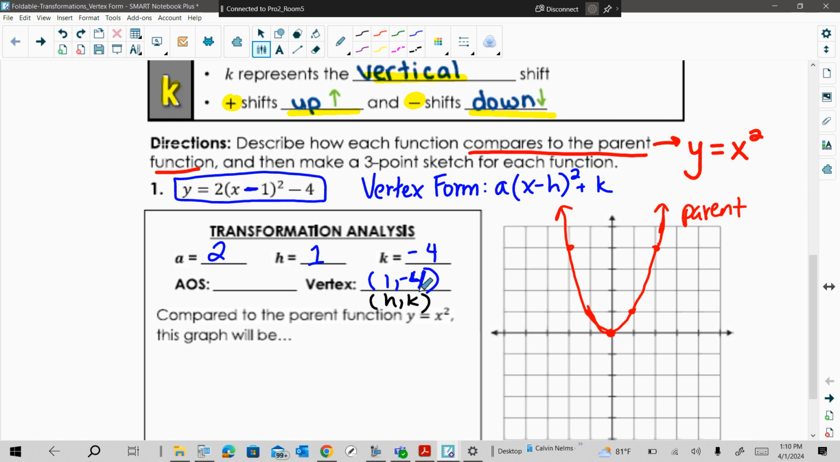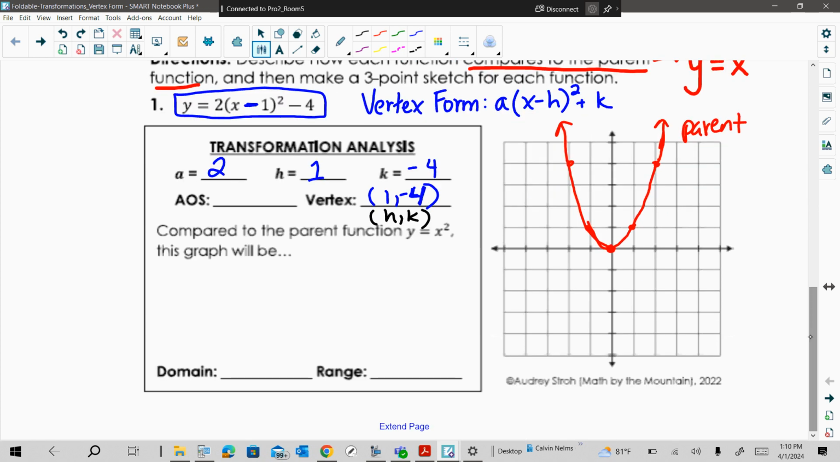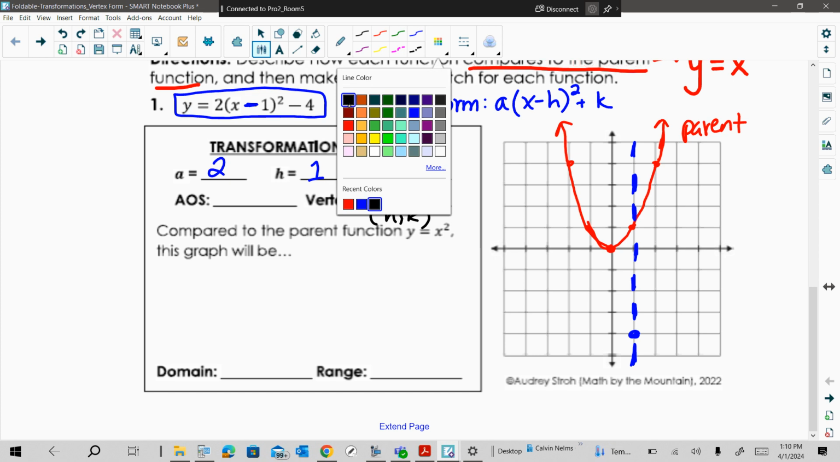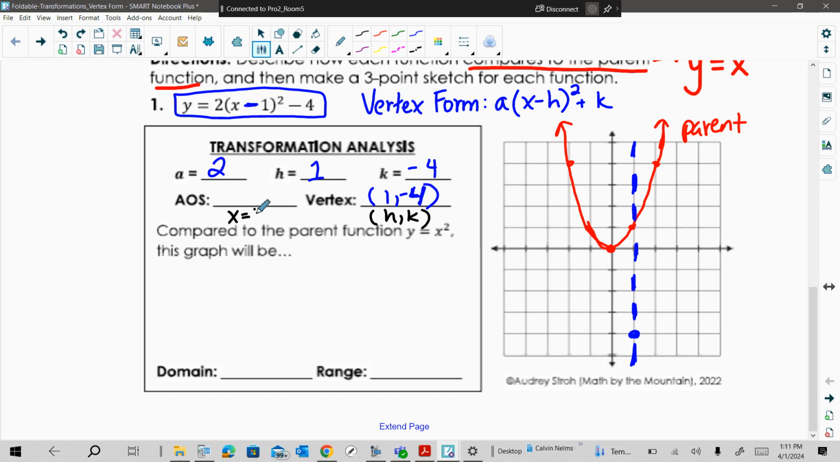Okay, let's go ahead and plot that point. That's 1 comma -4. So over to the right one and down 4. And this is where the axis of symmetry is going through. So this is where the vertical line is going to go through that point, which means AOS is the abbreviation for axis of symmetry. The axis of symmetry in vertex form is always x equals h.